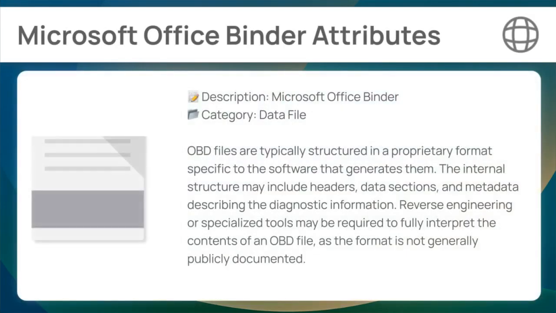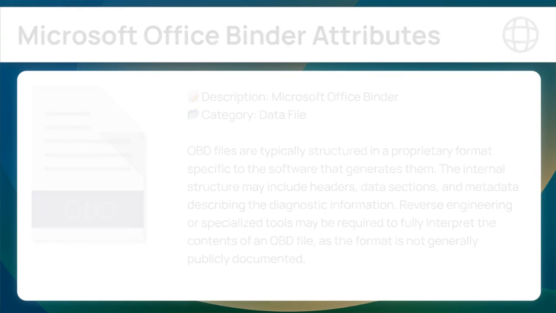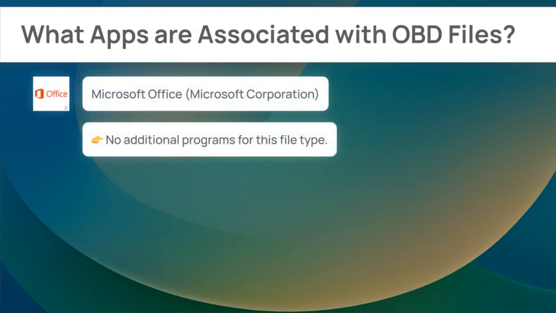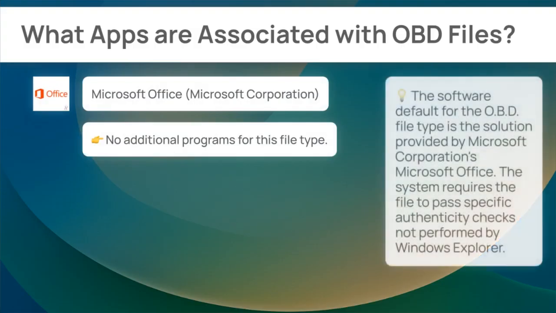OBD files are typically structured in a proprietary format specific to the software that generates them. The internal structure may include headers, data sections, and metadata describing the diagnostic information. Reverse engineering or specialized tools may be required to fully interpret the contents of an OBD file, as the format is not generally publicly documented. The industry standard application for OBD is considered to be Microsoft Office from Microsoft Corporation. The file is susceptible to corruption when accessed by standard Windows processes. Windows can detect the file but not its meaning, so proper reading requires the associated program.